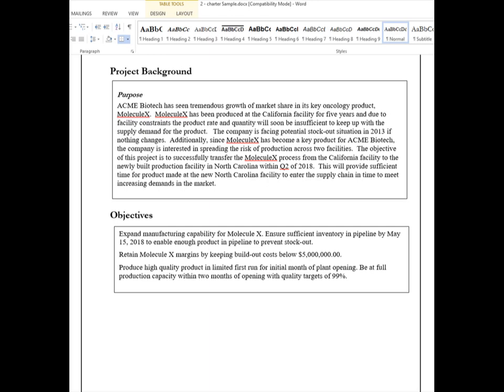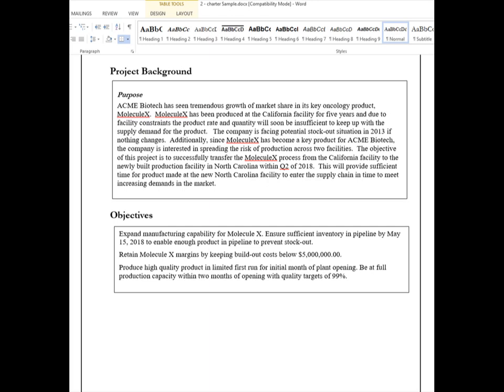Our success has overwhelmed our California facility. We're now looking at a North Carolina facility, and so this project is building out that facility in order to make sure that we have continued capacity.